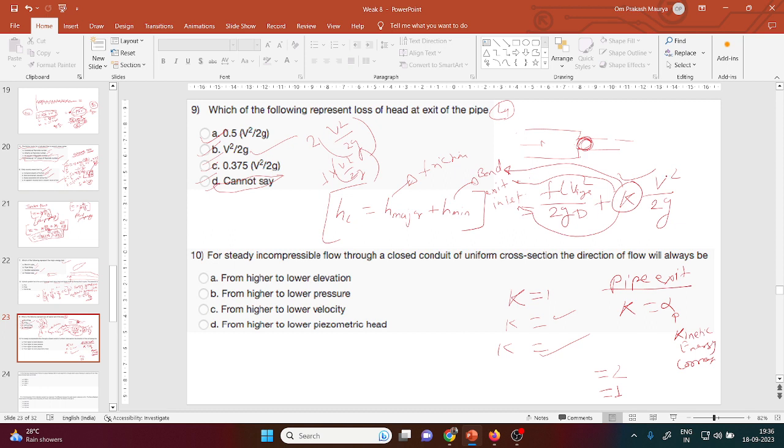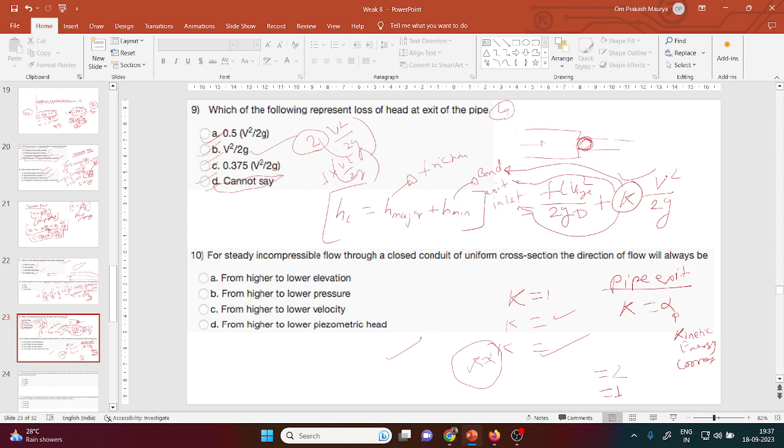For the turbulent, the value is 1 or 2? Yes, for the turbulent the value is 1. If it is the laminar case, the value will be 2. Actually, K is representing the correction, how much your velocity will be disturbed due to sudden increase, sudden decrease, bend, and all these things. Yes, please ask.